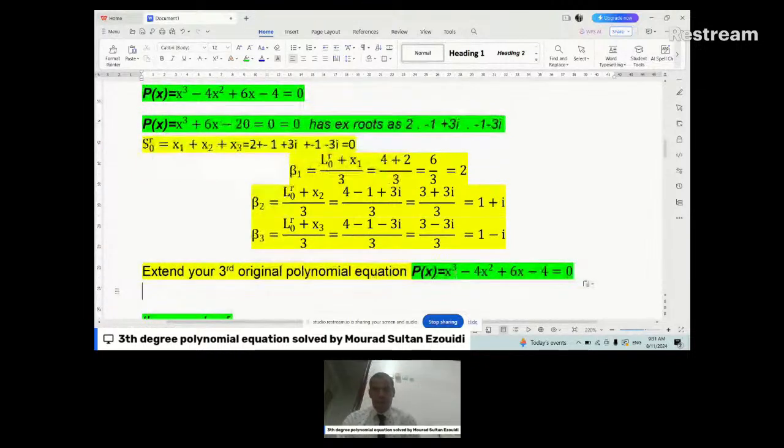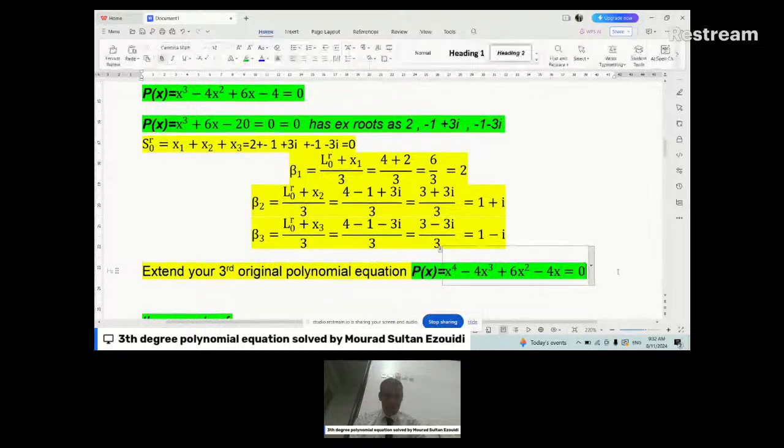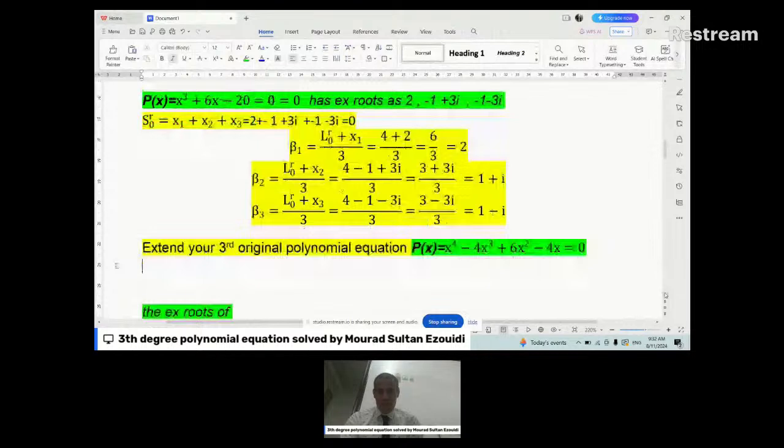P of x equals x to the fourth minus 4x cubed plus 6x squared minus 4x. I did this example to make a proof that the Cardano method really is wrong. So now, learners, I will just calculate S1. You can calculate S1, learners.